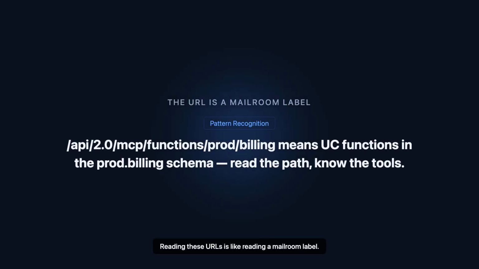Reading these URLs is like reading a mailroom label. /mcp tells you the building, the Managed MCP service. /functions tells you the floor, Unity Catalog functions, and the last two segments, prod/billing, tell you the exact mailbox, the schema named billing inside the catalog named prod. Once you can read the label, you know exactly which tools are inside without opening anything.